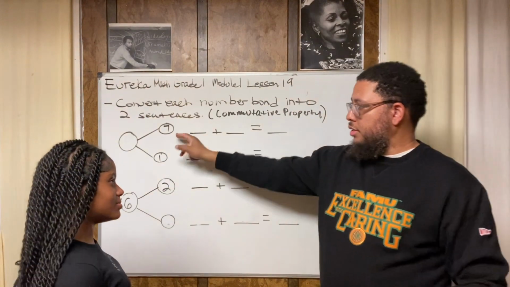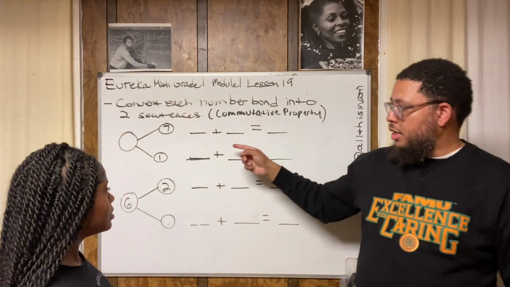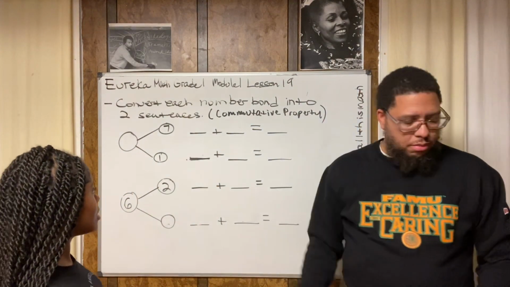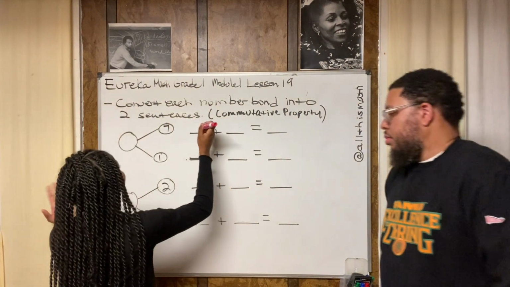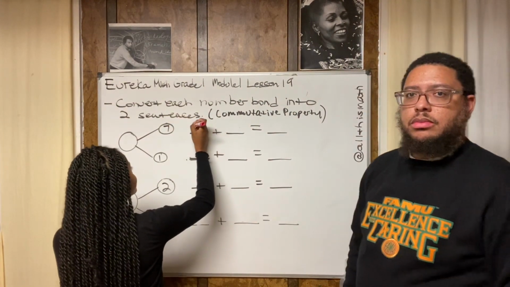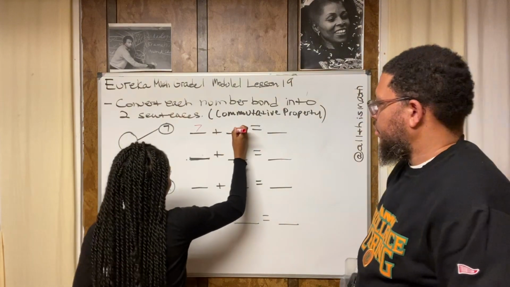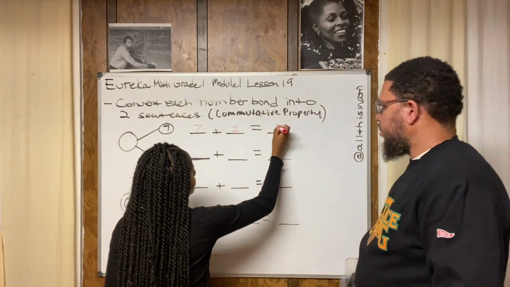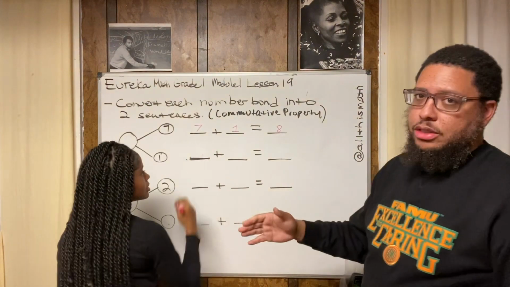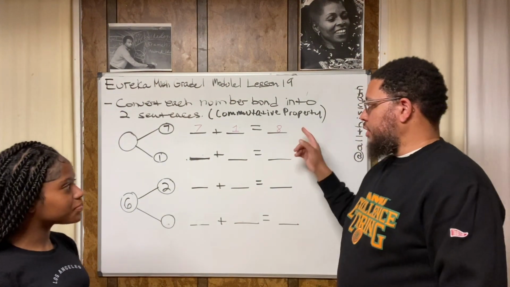So you have to write 2 number sentences and also write the sum. All right. 7 plus 1 equals 8. Okay. Now, Assata has her addition facts memorized, so that's why she knows it's 8.